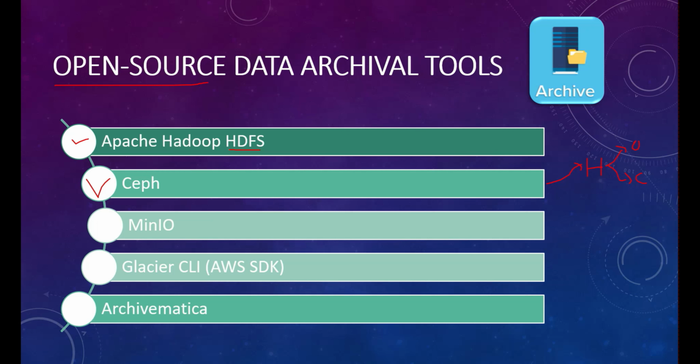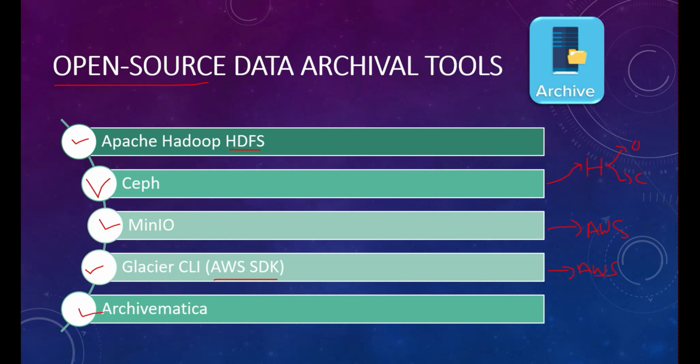Then you have MinIO, which is an open source S3-compatible object storage. S3-compatible is nothing but being compatible with AWS storage, like S3 cold storage or Amazon S3 buckets. Then we have Glacier CLI, which is an AWS SDK that is also open source, to manage Amazon Glacier. So this is also related to AWS again.